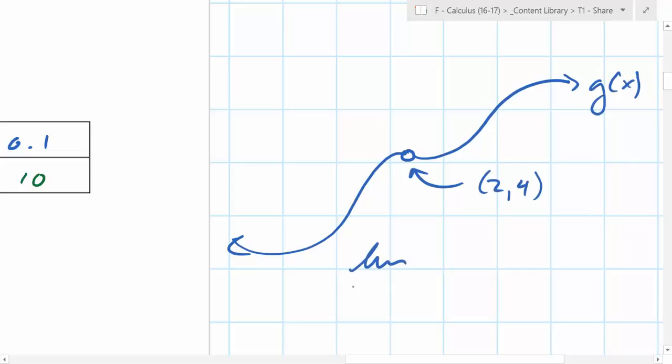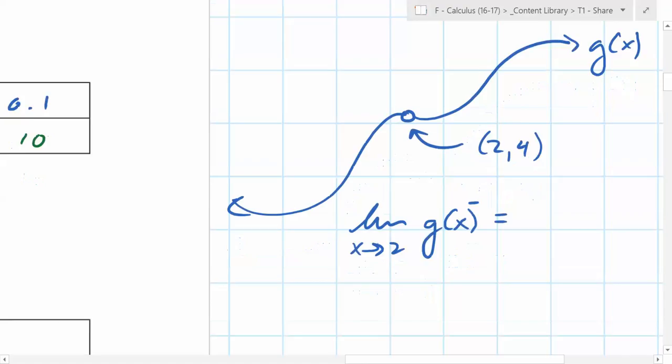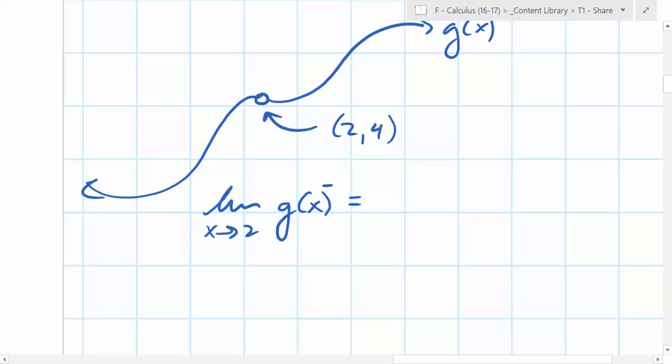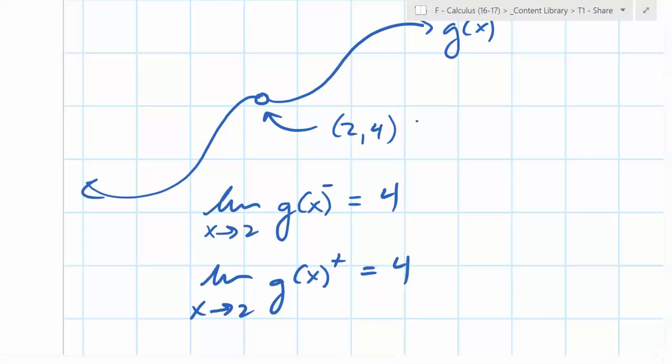What's the limit as x goes to 2 of g of x from the left? From the left, what do you think? If you're going to 2 from the left, what is it getting infinitely close to? 4. What about the limit as x goes to 2 of g of x from the right? What's it going to? 4. This is the same number.